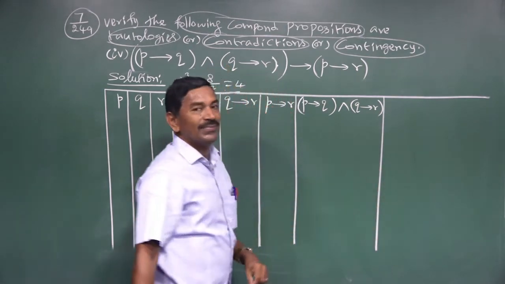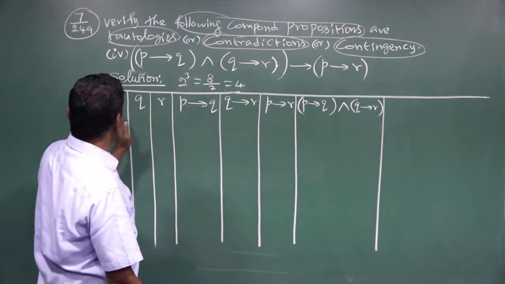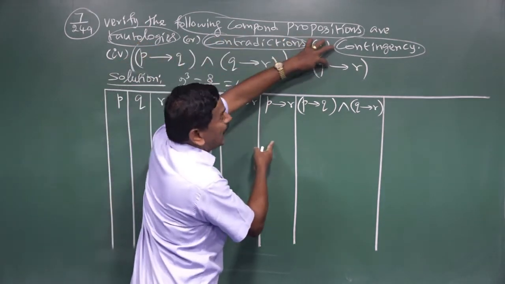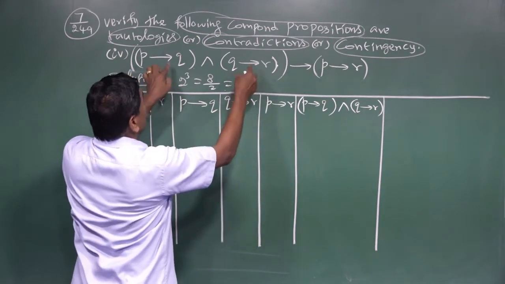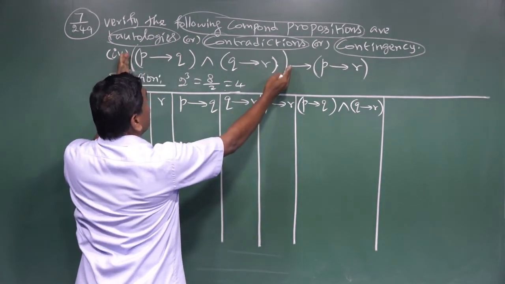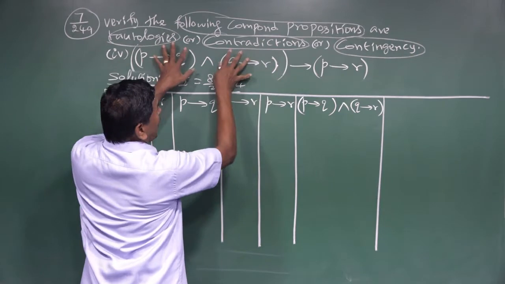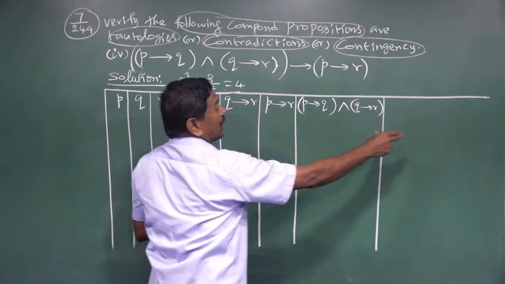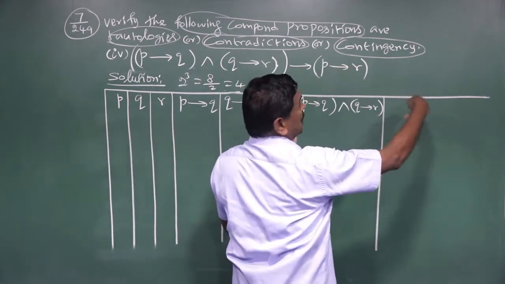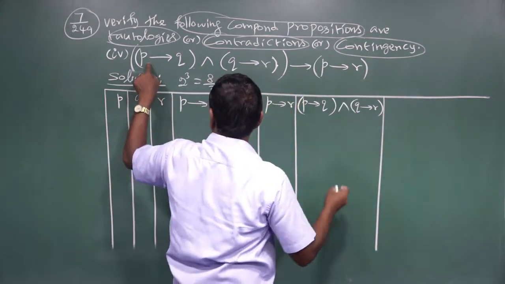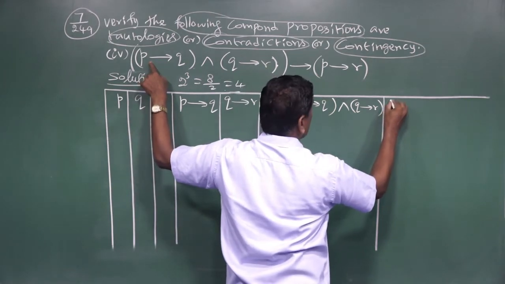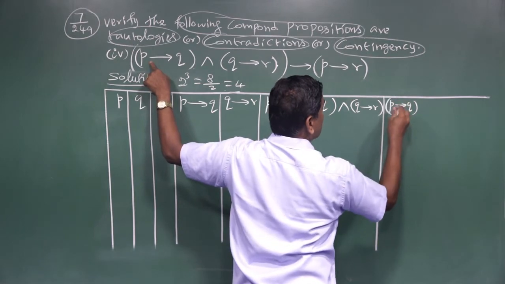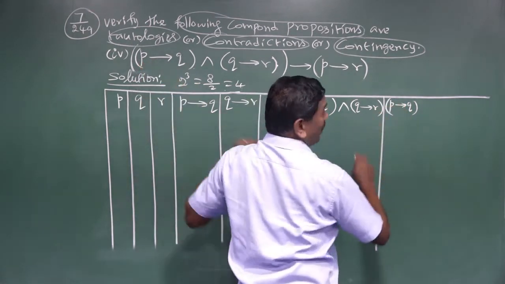Now listen again. P, Q, R over. First bracket, second bracket, third bracket over. Then these two brackets are covered by one more bigger bracket. This bigger bracket alone is one statement. Now the total statement comes in the last column. So the total statement is given by P implies Q bracket, and already the bigger bracket is open.